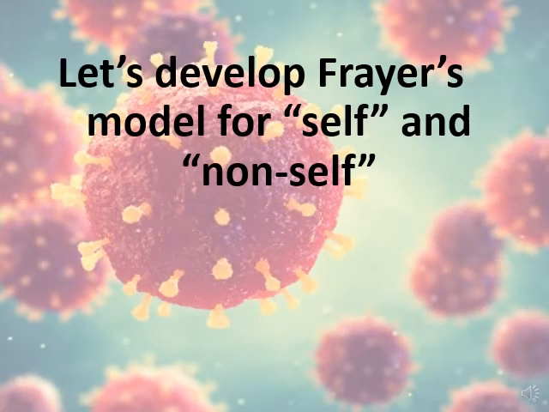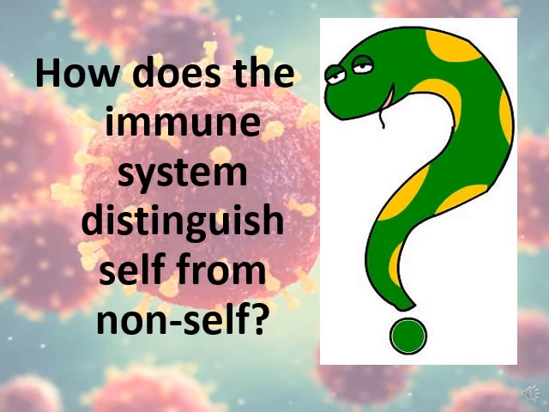So here we're going to talk about Frege's model for self and non-self. But before thinking about this, how does the immune system distinguish the self from the non-self? How can the immune system attack the non-self and protect the self? How would the immune system know that this belongs to my body and this does not belong to my body? What is the criteria?